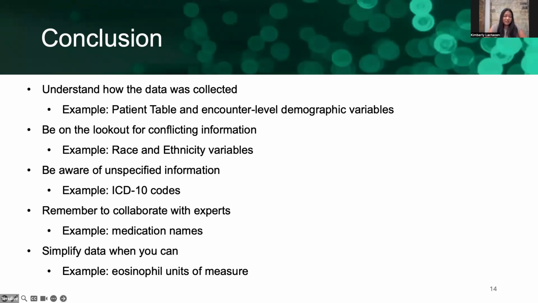Be on the lookout for conflicting information, as it may not truly represent a patient's information. Be aware of unspecified information. Remember to collaborate with experts. In this case, asthma specialists would know what medications are used to treat asthma. And finally, simplify data when you can, from the eosinophil example and really some of the other examples I went over today.